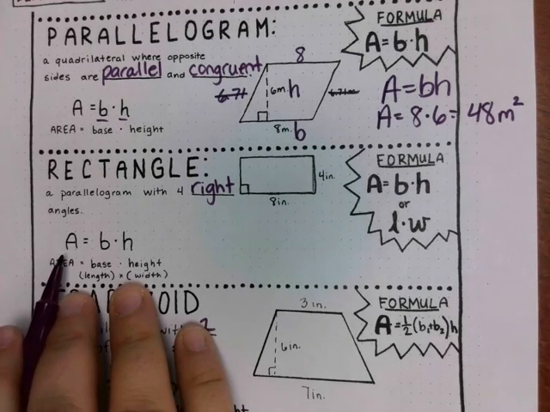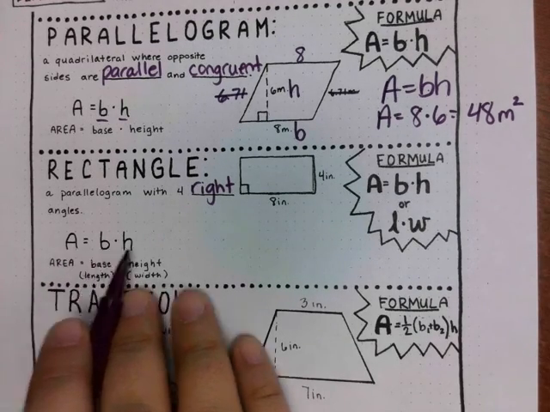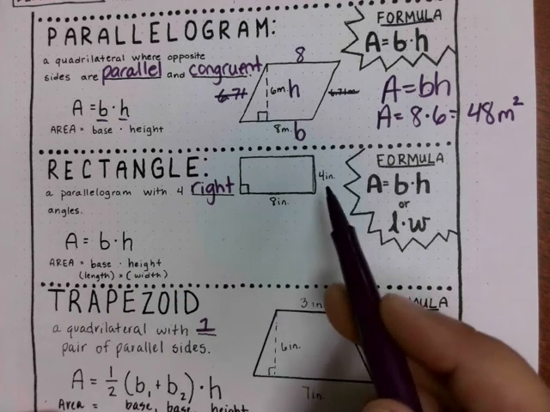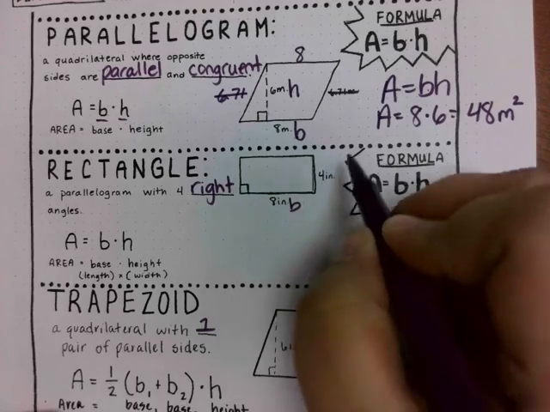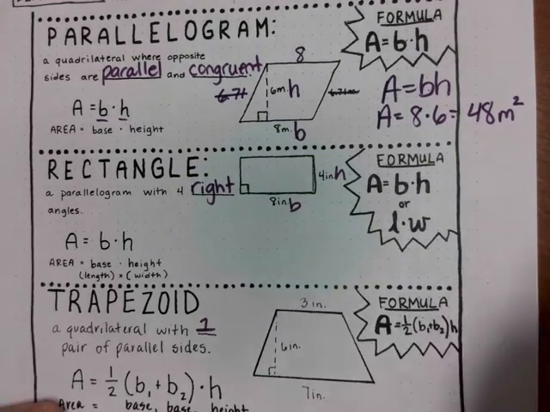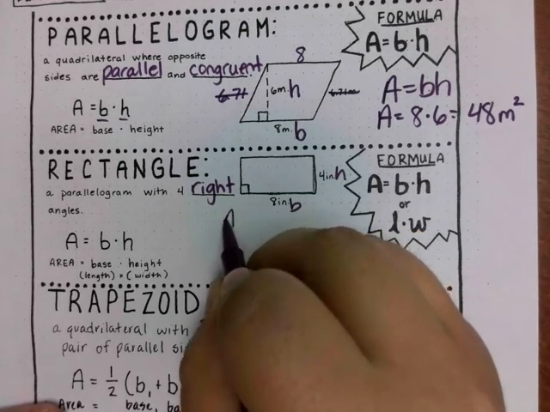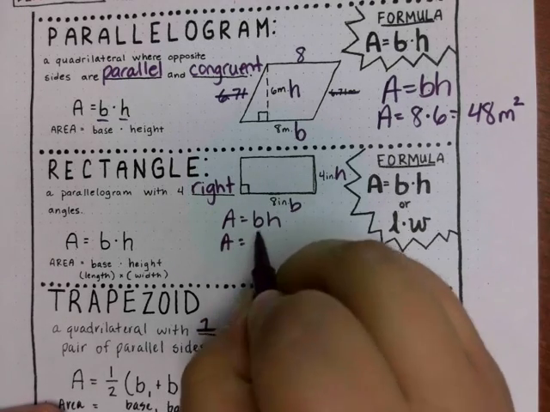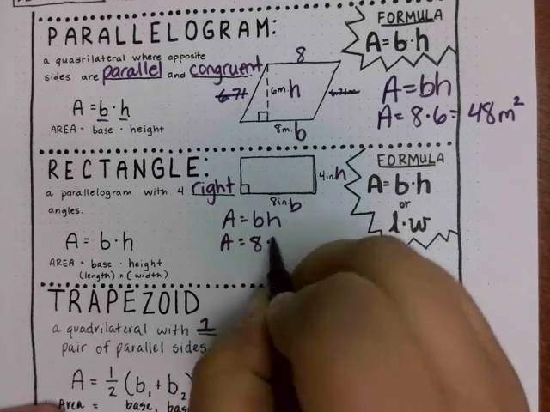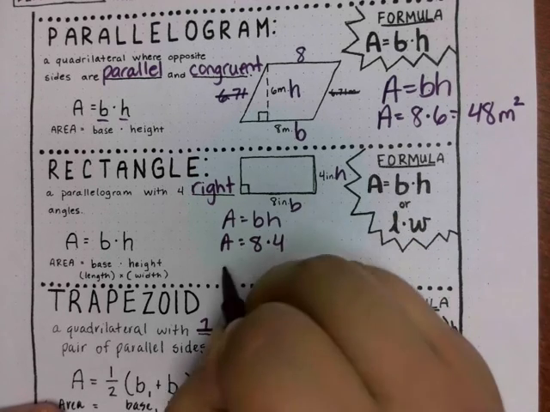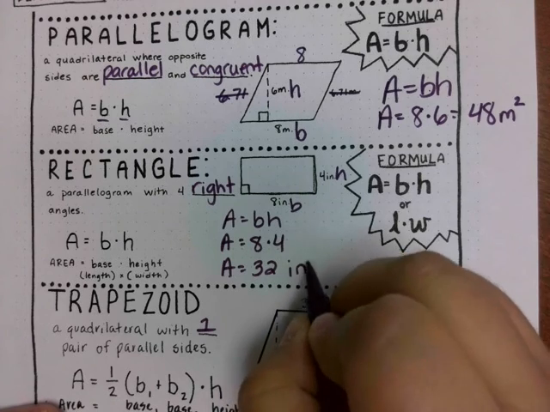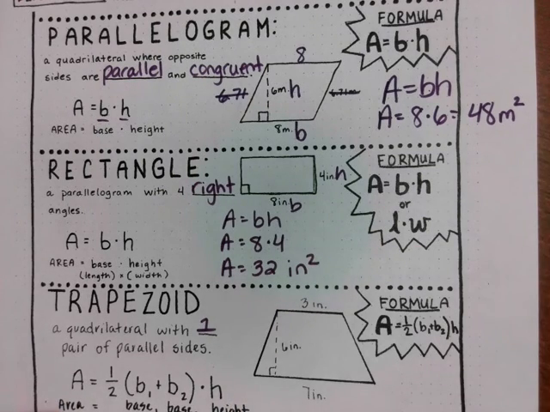All right, we're going to plug it into the formula. A equals base times height. They only give me 2 numbers in a rectangle, so that's nice. This is going to be my base, and this is going to be my height. So we're going to plug it into that formula. A equals BH. Area equals my base, which is 8, times my height, which is 4. So my area is 32. This was inches, and they are squared.